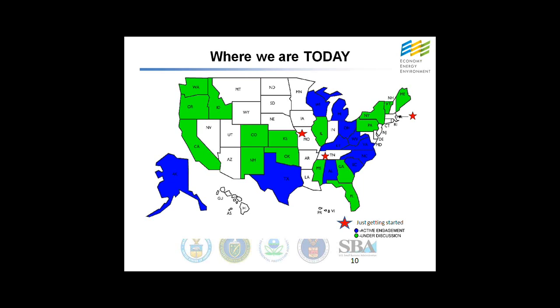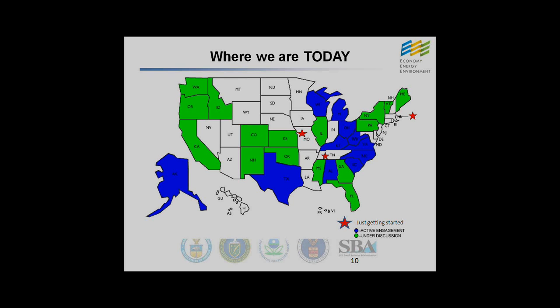And the green states are where folks have heard about E3, liked the idea, and have asked us to come in and help them identify and set up an E3 project. So the green states are where we're working with the different partners and helping them get themselves set up and implemented.